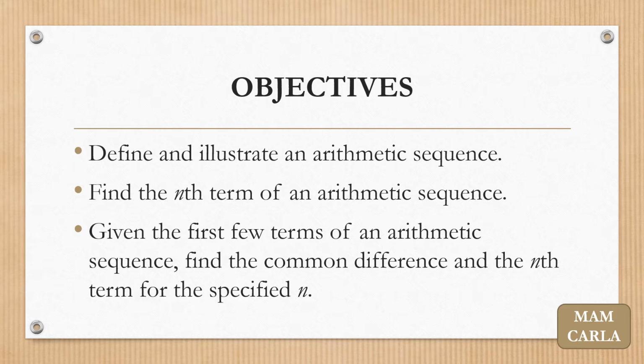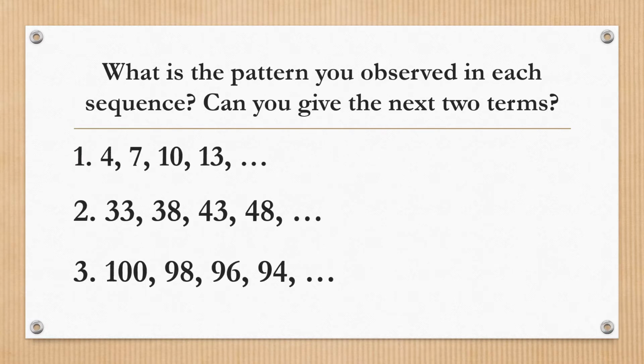Now let's start. Let us begin by this activity. What is the pattern you observe in each sequence? Can you give the next two terms? So for number 1, we have 4, 7, 10, 13, and so on. That's correct. The pattern is by adding 3 to the preceding term. So it means that the next two terms are 16, 19.